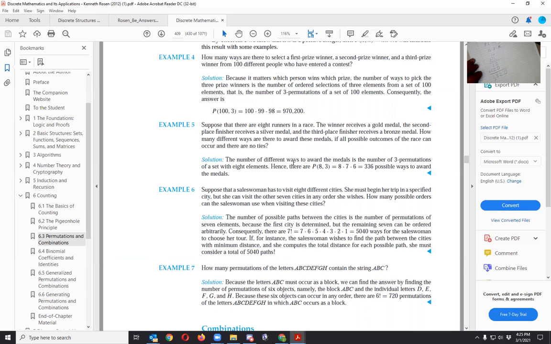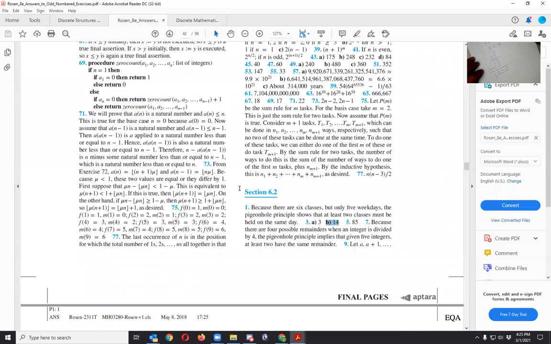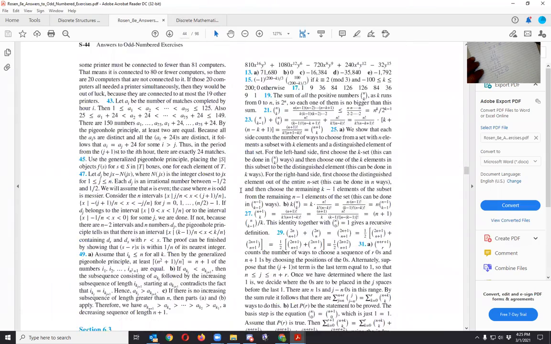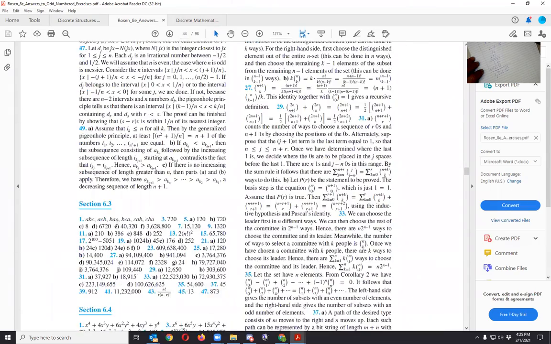Okay, so I say 1320 is the answer. So this is 6.3, question number 9. So let's bounce down and see if our answer is right. 6.3, question number 9, 1320.